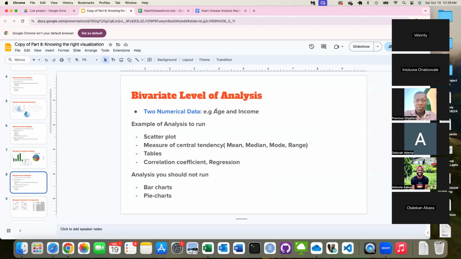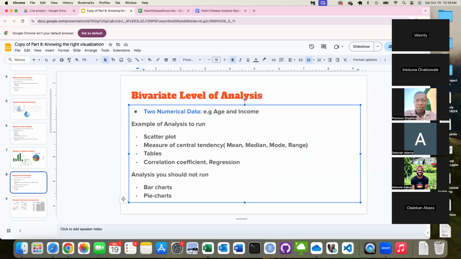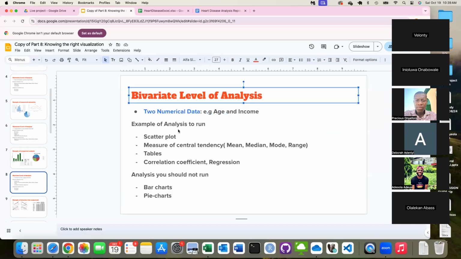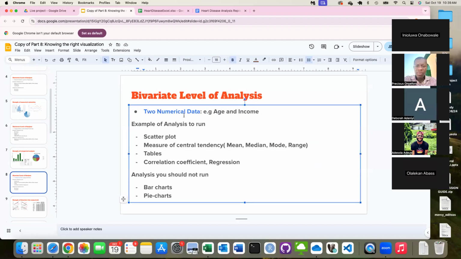So bivariate analysis is when you have two variables. There's a condition one. Condition one is when you have two numerical variables, age and income. The type of analysis you could run is scatter plots, measure of central tendency, regression, correlation coefficient.